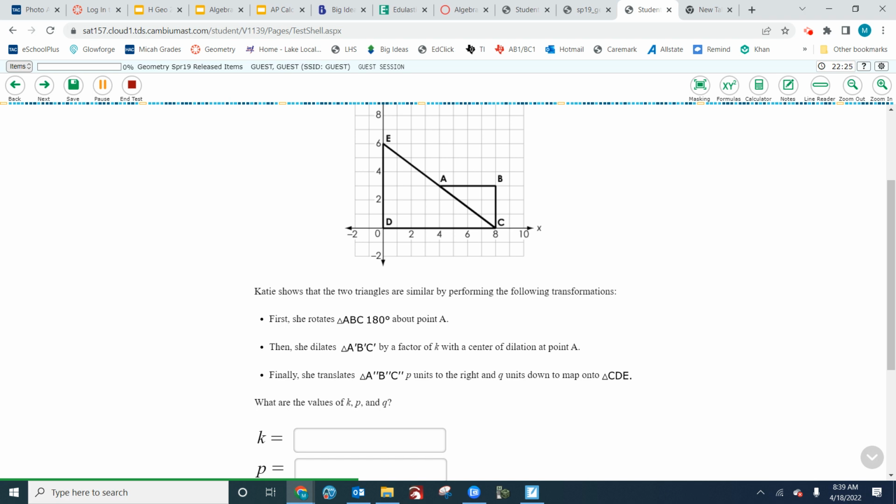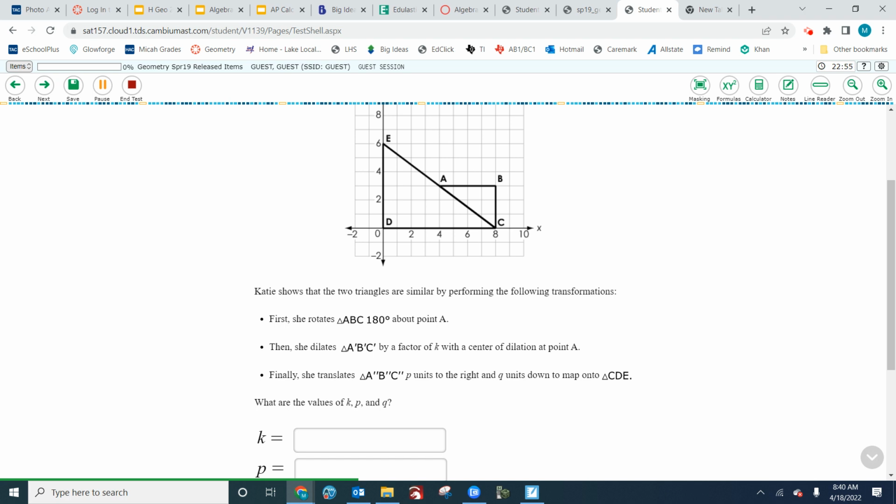Now once we dilate, things are changing size. So Levi says K was 2, meaning whatever the point was, now the X values are doubled and the Y values are doubled. How many of you guys got 2 for K? I agree. K is 2. How about P and Q? Then she translates A double prime, B double prime, C double prime. Are we familiar with that notation? Remember that?